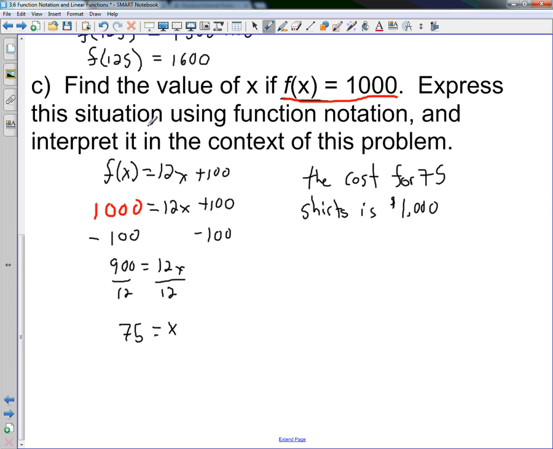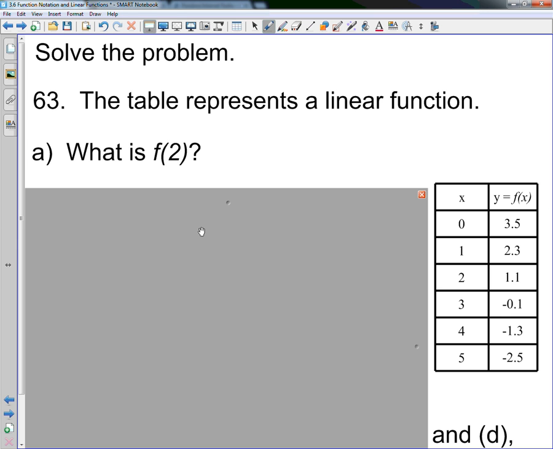Let's look at one more word problem, and then that will be it for 3.6. So this is number 63. It's used in the table of values a little more. Again, if you need some time to copy this down, go ahead and pause, and then we'll get started. Okay, welcome back. So we have that the table represents a linear function, and we have some parts to find.